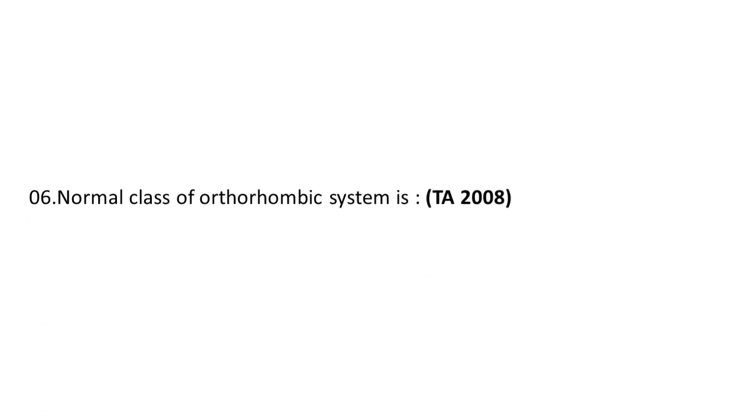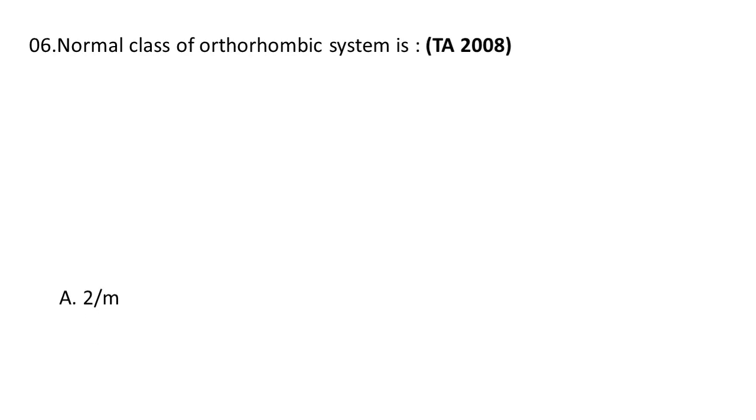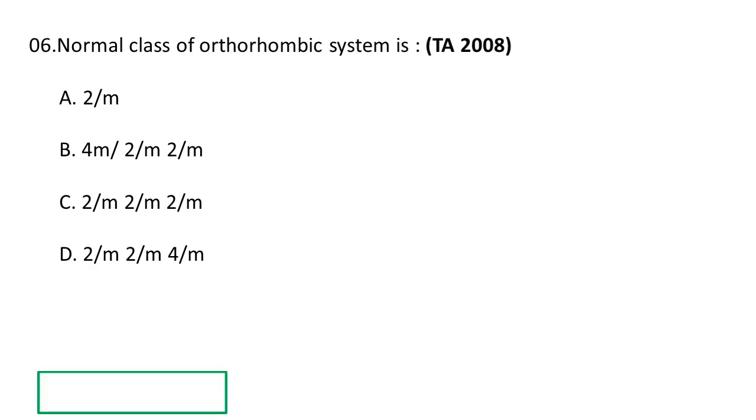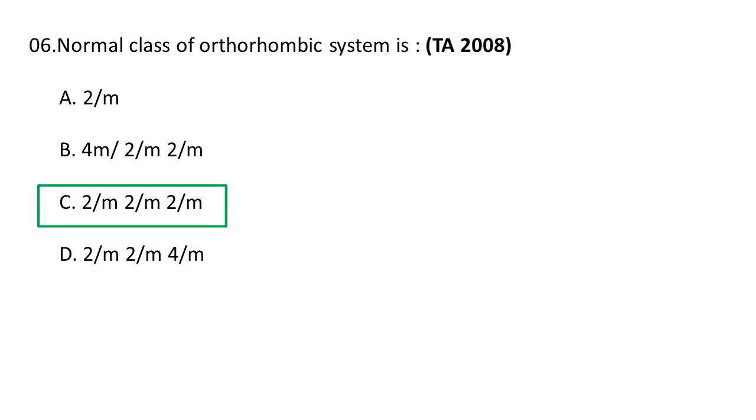Next question. Normal class of orthorhombic system is, the choices are A 2/m, B 4/m 2/m 2/m, C 2/m 2/m 2/m and D 2/m 2/m 4/m. Normal class of orthorhombic system is 2/m 2/m 2/m. The orthorhombic crystal system's unique symmetry operation is 2/m 2/m 2/m, which means that it has 3 two-fold axes of rotation that coincide with the 3 crystallographic axes. A mirror plane is perpendicular to each of the axes. So the normal class of orthorhombic system is 2/m 2/m 2/m. C is the correct option.